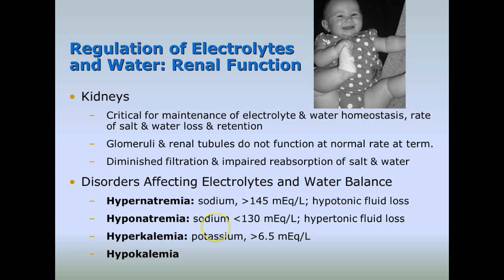Kidneys: babies can become dehydrated very easily. And also the glomeruli and renal tubules don't function at a normal rate right away. It takes a while for them to catch up. So we do sometimes see hypernatremia, hyponatremia, hyperkalemia, or hypokalemia, and it's challenging to keep those regulated, especially in a preemie.